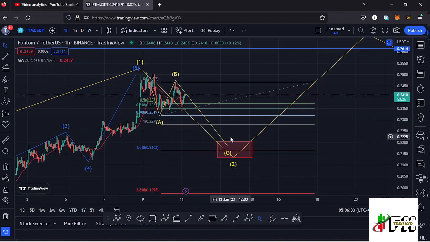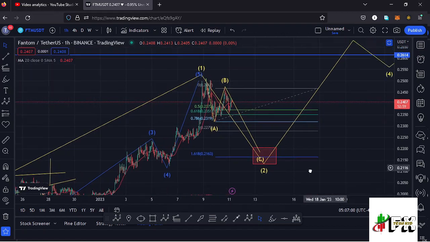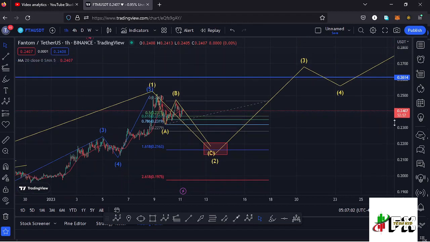formation of this wave C at the fib level 1.618, which perfectly lies at around the $0.2163 mark. And that target area of the formation of that wave C fully maximizes the formation of that higher Elliott wave count 2 between the fib level 0.5 and the fib level 0.618, and that is what I'm expecting to play out here on the short-term scenarios on the Fantom chart.